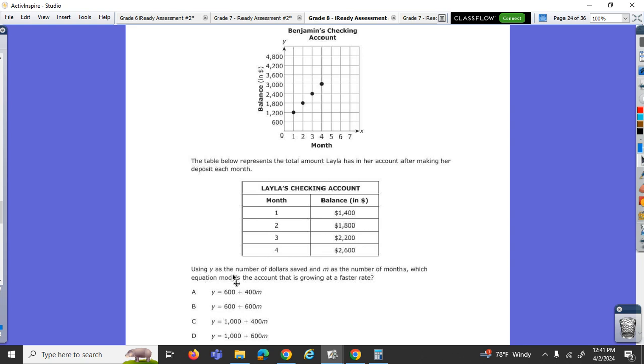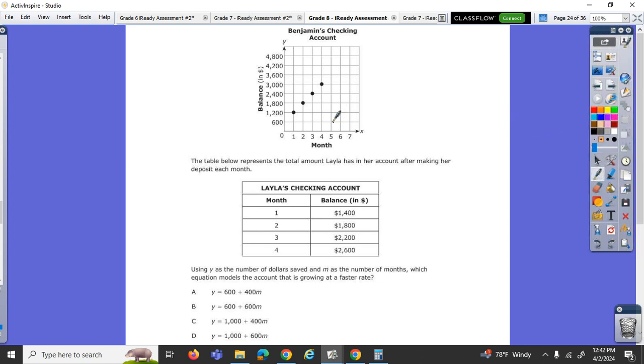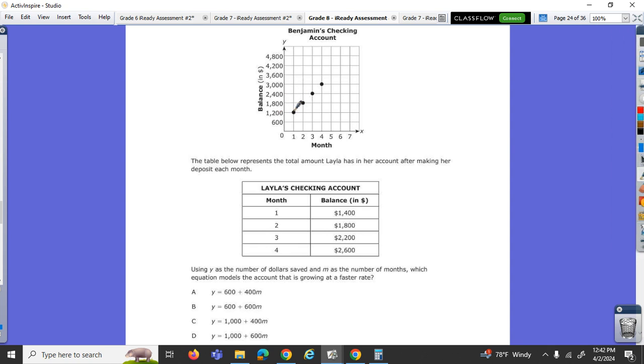It's using y as the number of dollars saved and m as the number of months. Which equation models the account that is growing at a faster rate? Basically, we've got to find the slope, the rate of change for each of them, and then whichever one's faster, make sure that we have the rest of the equation correct as well. So let's first take a look at Benjamin's slope. His slope, of course, is rise over run.